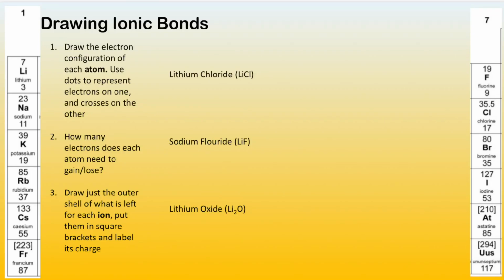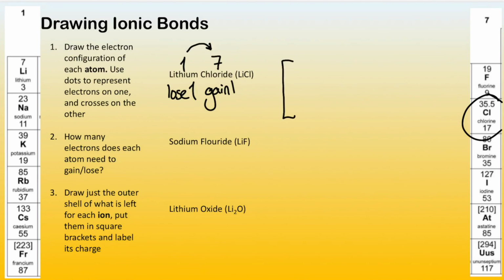For the first 2 here, they're fairly simple because the atoms are either from group 1 or group 7. So lithium is in group 1, chlorine is in group 7. Lithium being in group 1 needs to lose 1 electron, and chlorine being in group 7 needs to gain 1 electron. So the lithium is going to give 1 electron to the chlorine, and it's going to end up having a full outer shell in each ion now, and they're going to be happy and stable. So in the square brackets we'll have lithium.